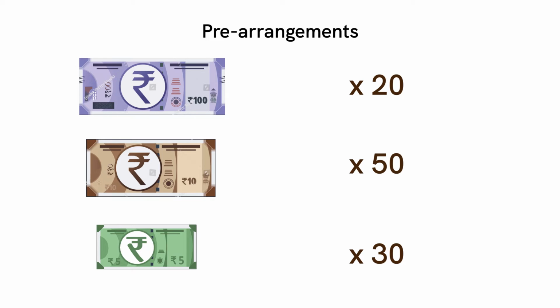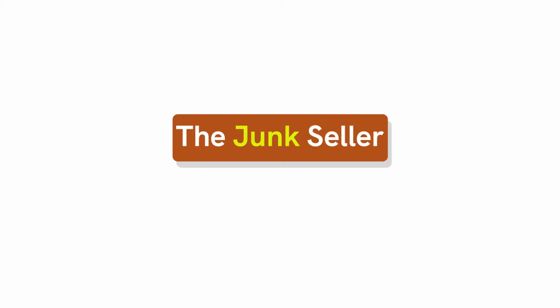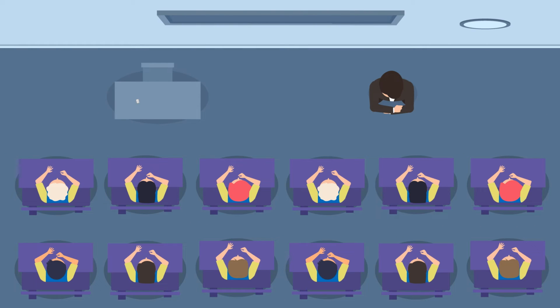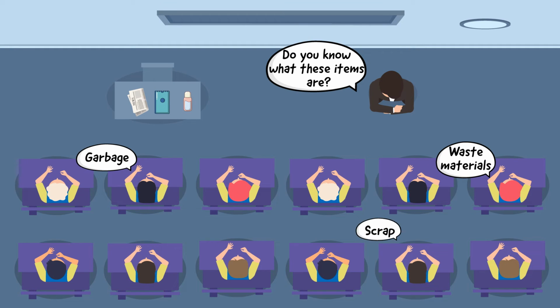To lead our students to the theme of the lesson, that is the word junk, we will first place all the items such as the used paper, empty wrappers and bottles on the table. Then we will ask our students some leading questions based on these items. Let's begin by asking, do you know what these items are? The students may respond by saying waste materials, garbage, scrap, junk, and so on.